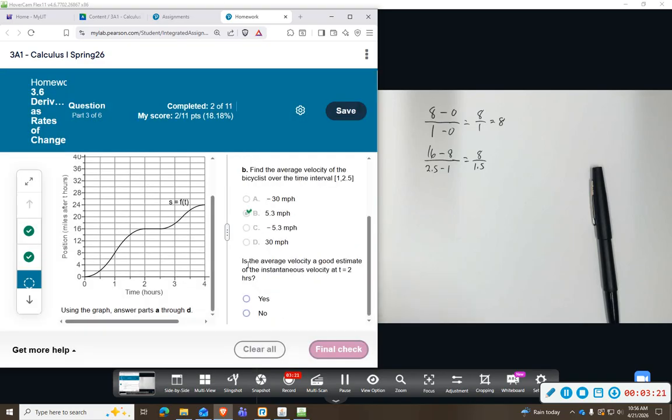The next part says, is the average velocity a good estimate of the instantaneous velocity at t equals 2? So at t equals 2, it looks like the slope right here is kind of flattening out, like he's coming to a stop. And so I would not say the average velocity, if we pick 2 points going through 2, would be good for the instantaneous velocity at 2, because at 2 it looks like he is pretty much coming to a stop and then starting to rest. So we would say no.